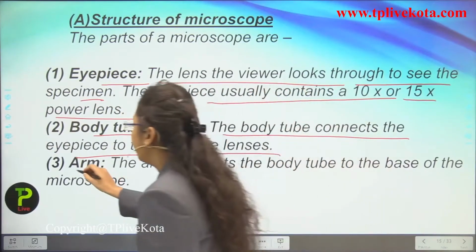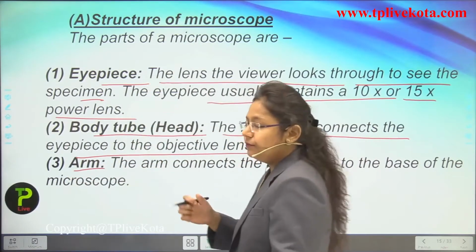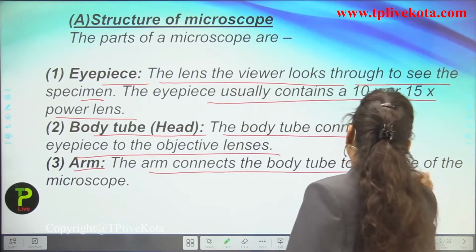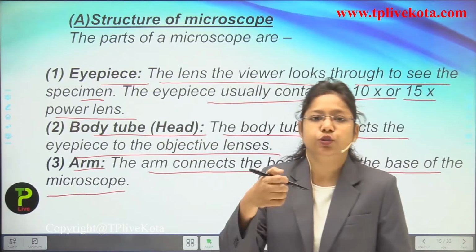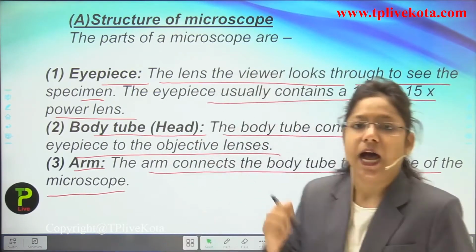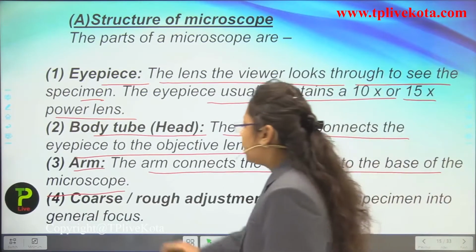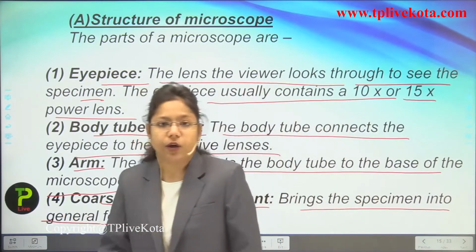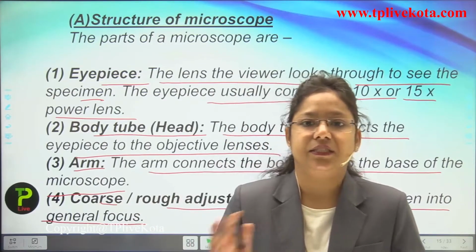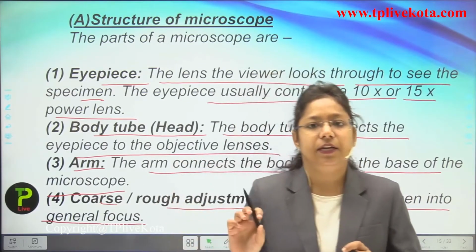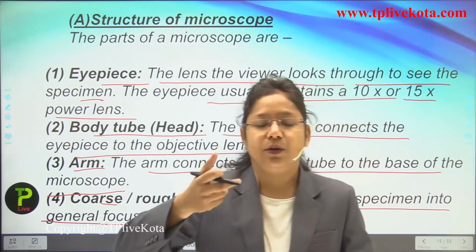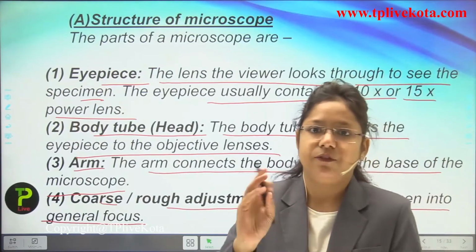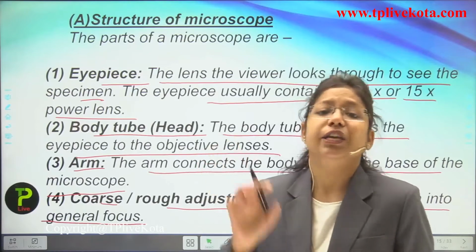Next is the arm part. This is a somewhat bent part which is used to hold the microscope. The arm connects the body tube to the base of the microscope, and we carry the microscope with our hand using the arm part only. Now next, the coarse or rough adjustment. It brings the specimen into general focus. We can adjust it by moving that circular part, to look in a broader way or a smaller way at whatever specimen we are using.